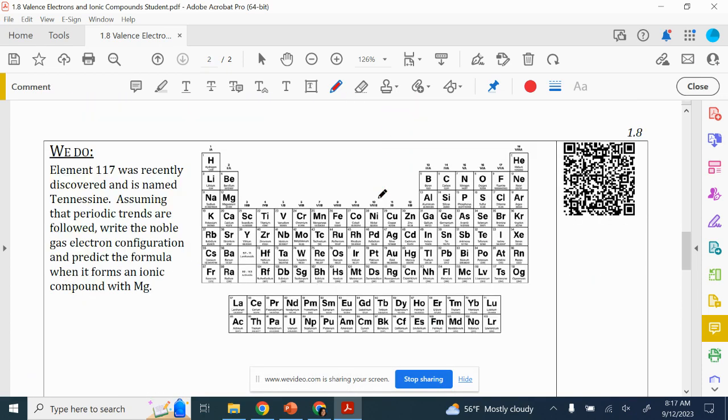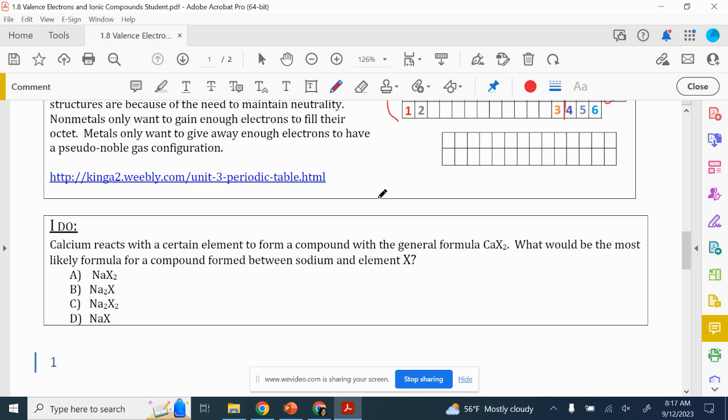Okay. All right. I do. Calcium is going to react with a certain element with a general formula CaX2. What would be the most likely compound formed between sodium and element X? So sodium is a +1. We've got to figure out what X was.